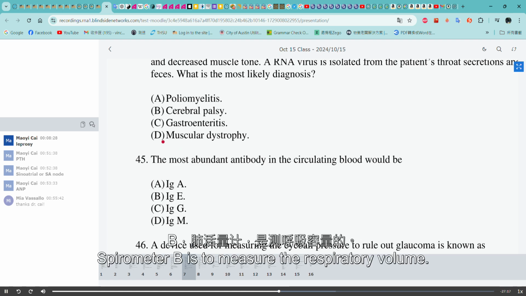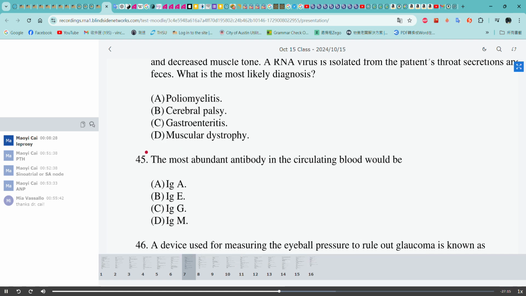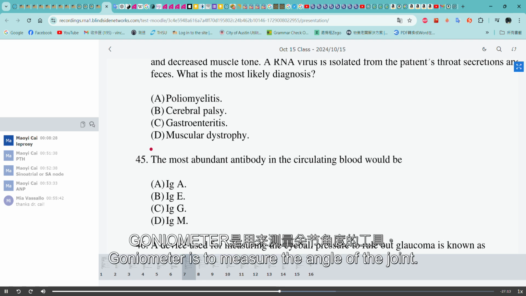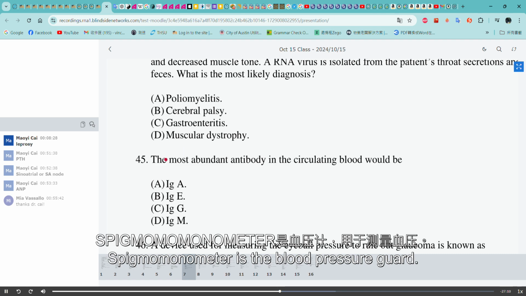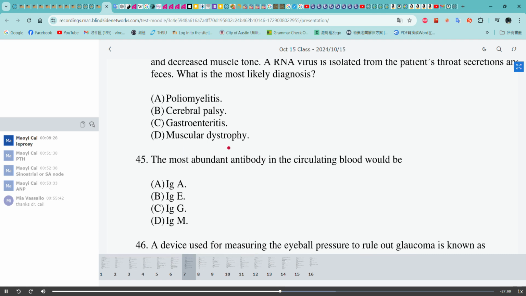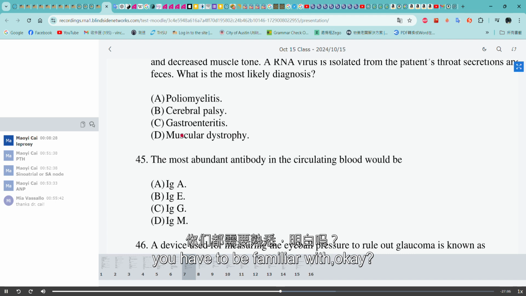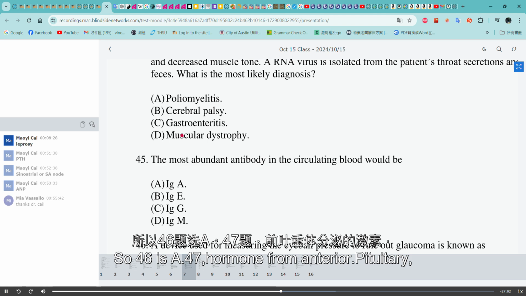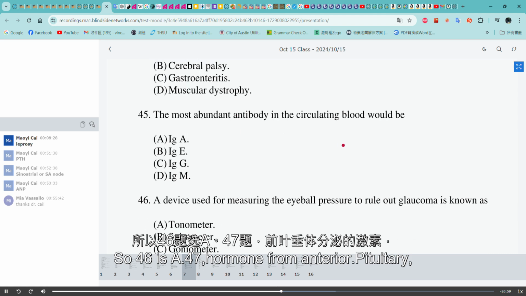Spirometer, B, is to measure the respiratory volume. Goniometer is to measure the angle of the joint. Sphygmomanometer is the blood pressure cuff. So those names, terminology, you have to be familiar with, okay? So 46 is A. 47, hormone from anterior pituitary.